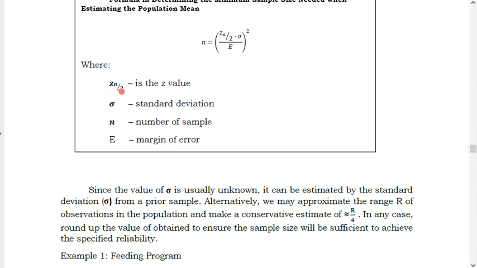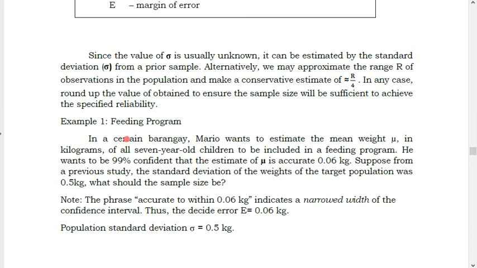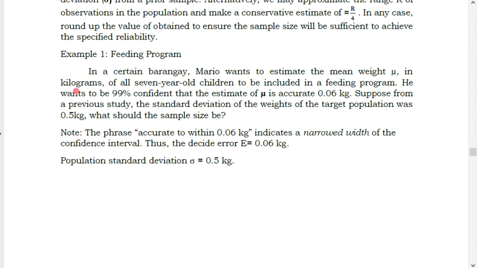Okay? Whereby the z sub a over 2 is the z value, sigma is the standard deviation, n is the number of samples, and E is the margin of error. Since the value of the standard deviation is normally unknown, it can be estimated by the standard deviation from a prior sample. Okay, so kapag unknown ang standard deviation, pwede mong gamitin yung standard deviation ng prior sample. Alternatively, we may approximate the range of our observation in the population and make a conservative estimate of sigma equal to R over 4.